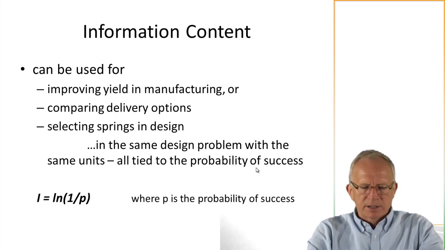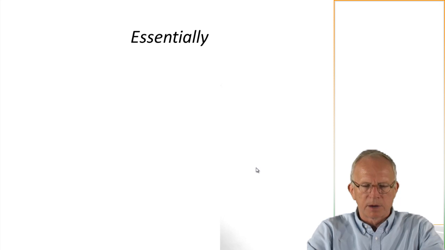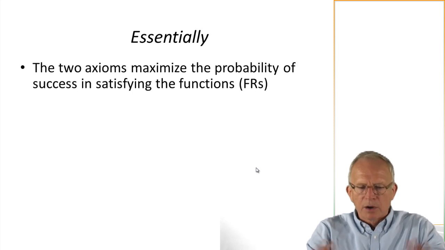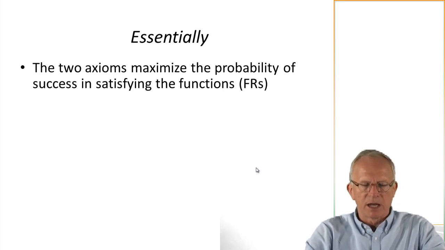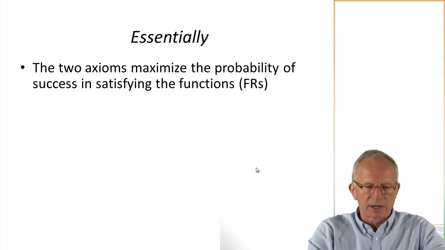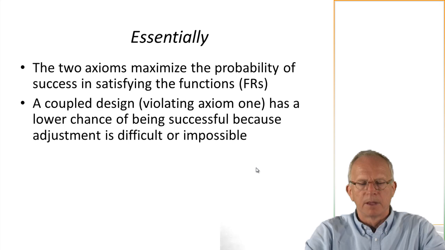And so in general, the information is defined as the log of 1 over p, where p is the probability of success. So essentially, the two axioms are intended to maximize the probability of success in satisfying the FRs. And we go through a kind of functional modeling to see how we're doing on that. And that's part of what the design matrix is about, which we'll develop further later.